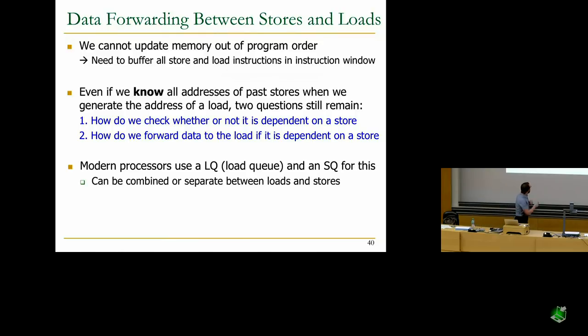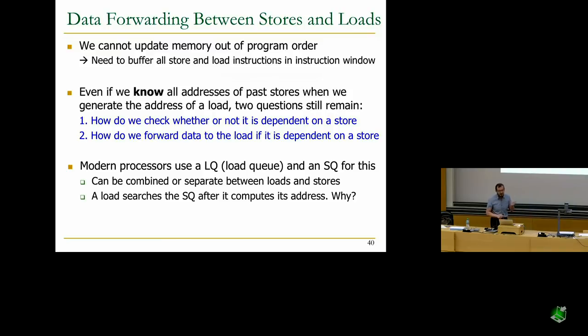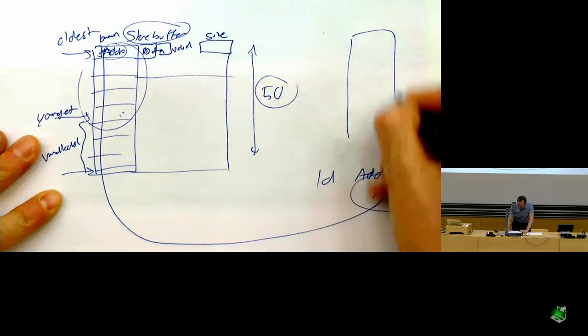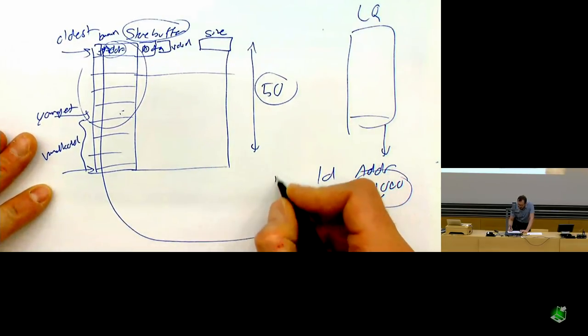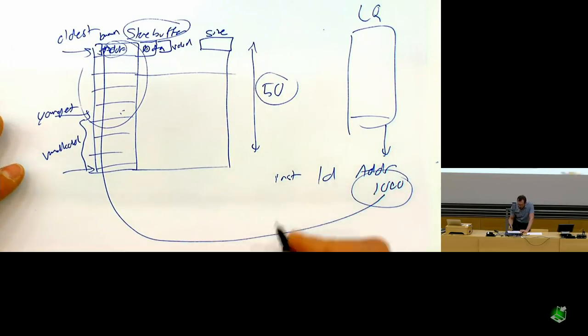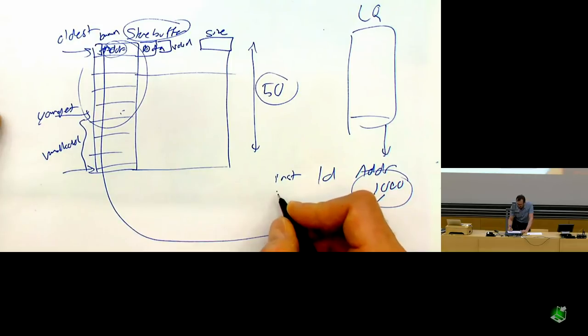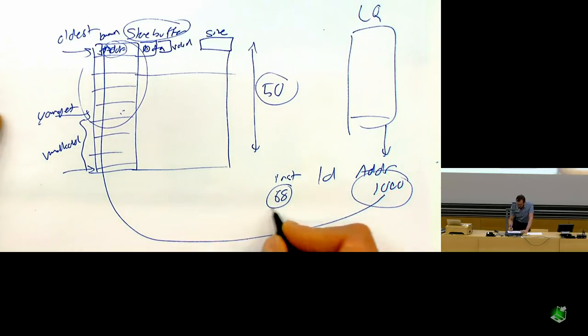So essentially what I said before, modern processors use a load queue and a store queue for this, or they can combine these. And whenever a load executes, it generates an address, it searches the store queue to find if it's dependent on an older store. So let's search the store queue a little bit. I'll try to do this quickly. But basically, we have this load queue, let's say. I'm going to assume that it's fine right now, but we execute this load over here. Let's say it's instruction in terms of program order. Let's assume that you have a sequential instruction number. This is 68.